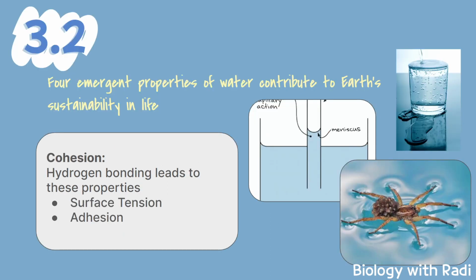So next is concept 3.2, and it talks about the four emergent properties of water contributing to Earth's sustainability of life. So the first property we'll talk about is cohesion and adhesion. Cohesion is the cohesive behavior that occurs between water molecules, like how water congregates and creates a bubbly film when you overfill a cup of water just so it doesn't overflow.